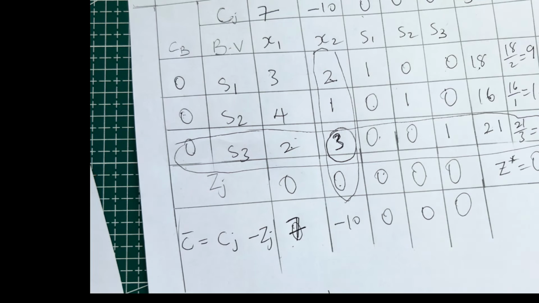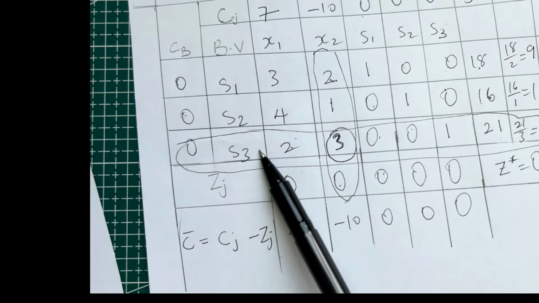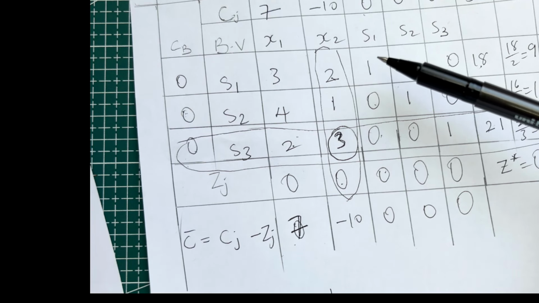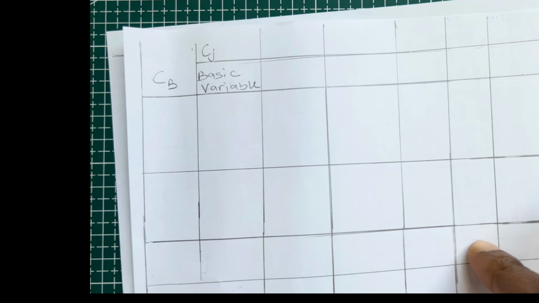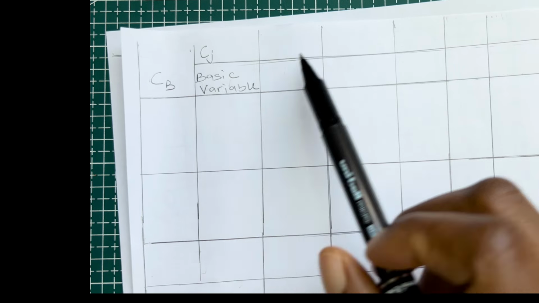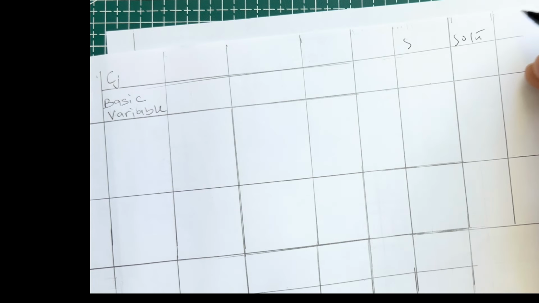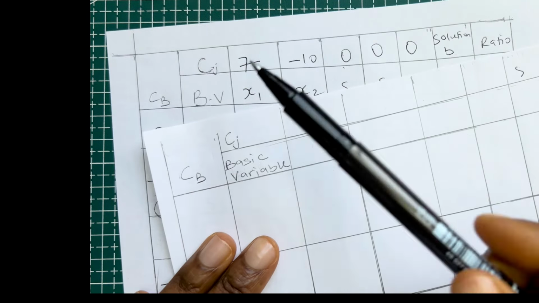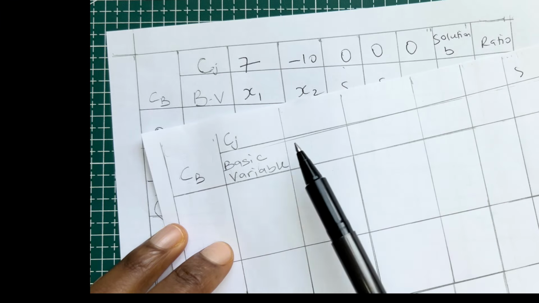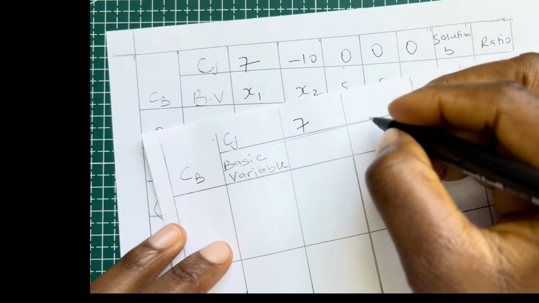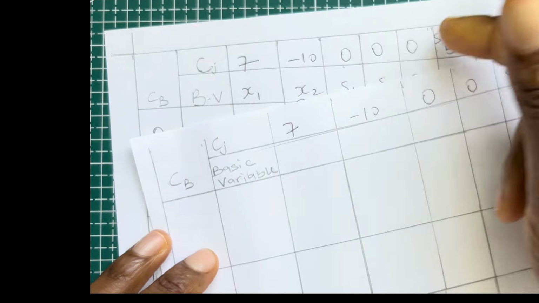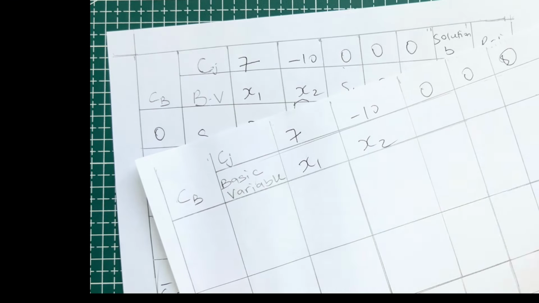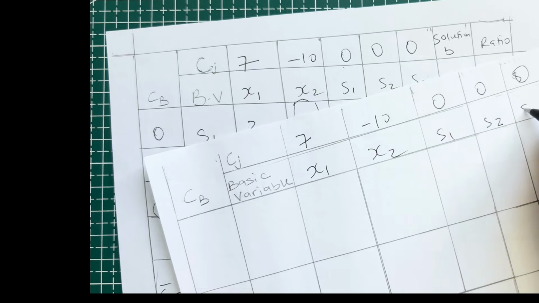From here, we get our leaving variable and entering variable. X3 is our leaving variable, meanwhile x2 is our entering variable. So that will lead to the second table. For this table, which is our first iteration, we have our Cj here, we have the basic variable, we have our solution and we have our ratio. Nothing changed, so we are going to write these values into our new table. We have 7 here, we have minus 10, and we have 0, 0, and 0. Remember, for the basic variable, we have x1, x2, and x3.